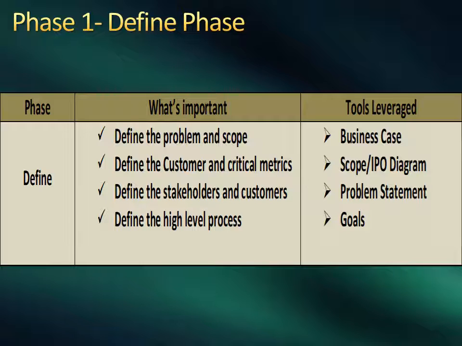And then just looking at the tools that you would leverage as part of the define phase, you would draw up the business case, which would basically outline current costs versus return on investment costs that you would get from implementing a new phase or process. Outline the scope. You could leverage an IPO diagram to do that. As I said earlier, you have the problem statement. And then lastly, most important is probably the goals. You need to define the goals of this particular phase or of the project.